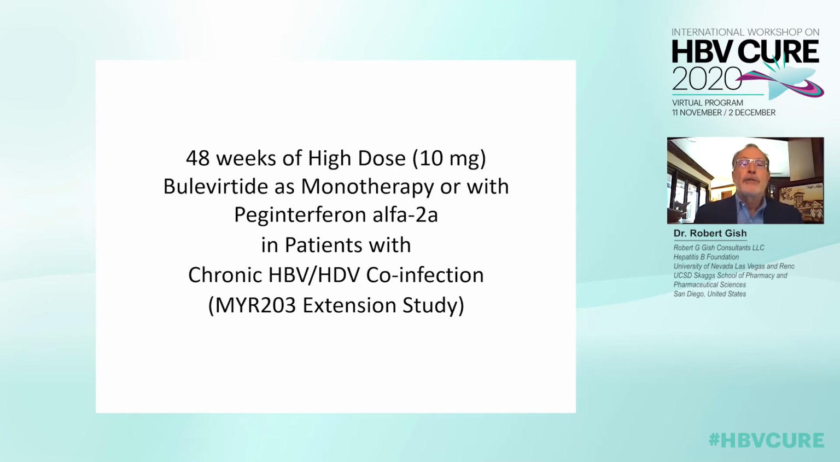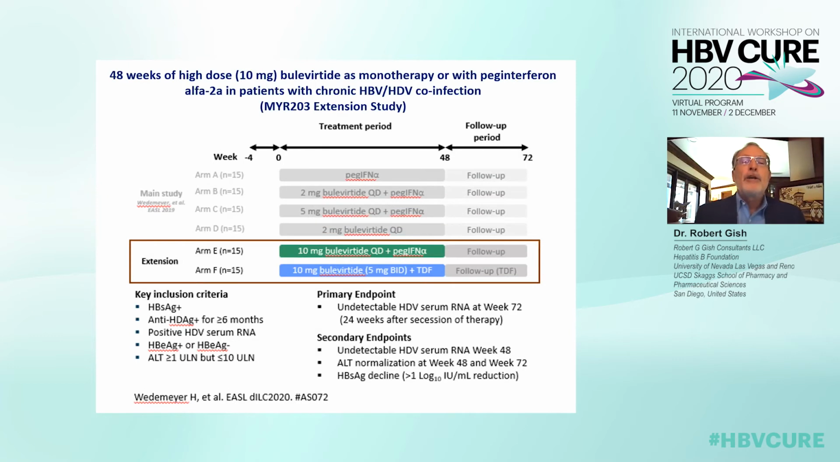48 weeks of a higher dose, 10 milligrams of Bulevirtide, as monotherapy with PEG interferon alpha-2A, patients co-infected was looked at in the MYR 203 study, specifically the extension study, which we're going to be looking at today. Key inclusion criteria are highlighted here. Primary endpoint of undetectable HBV RNA at week 72, off therapy 24 weeks, was identified. Secondary endpoints include undetectable delta RNA serum at week 48, ALT normalization, and S antigen decline.